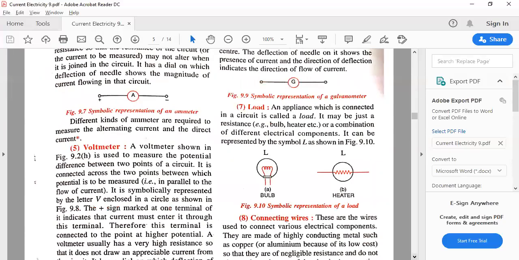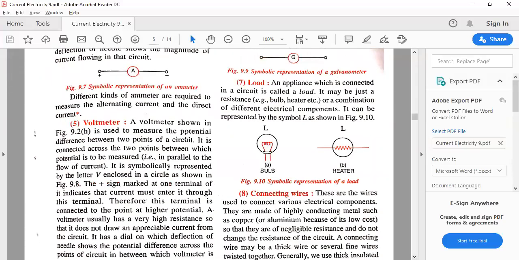What is a voltmeter? It is used to measure the potential difference. I already told you that something should be high and something should be low. Only then will there be some flow of charge from high to low. So a voltmeter is measuring the potential difference. It is something like someone has high potential and someone has low potential, so the electrons will flow from high potential to low potential.